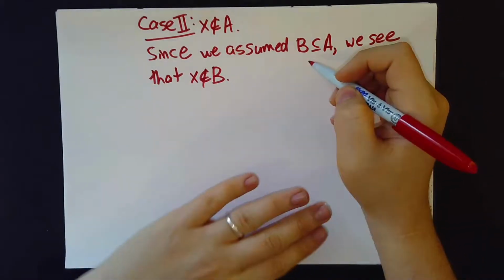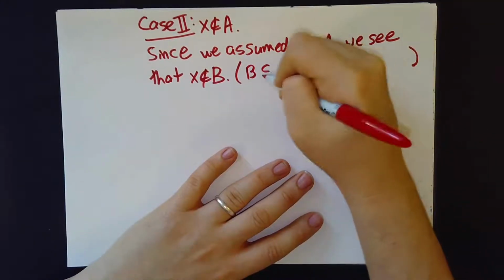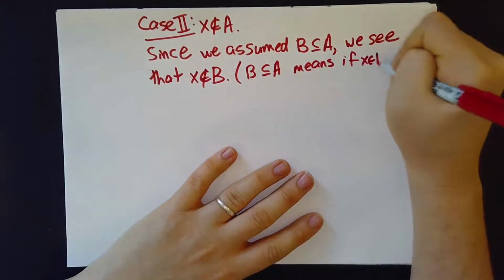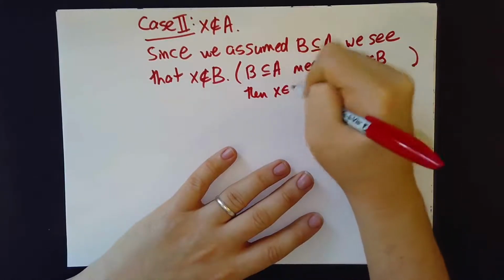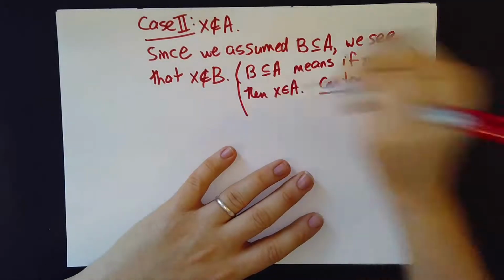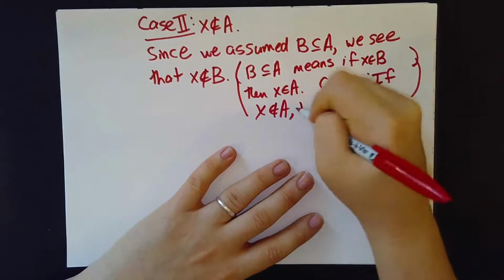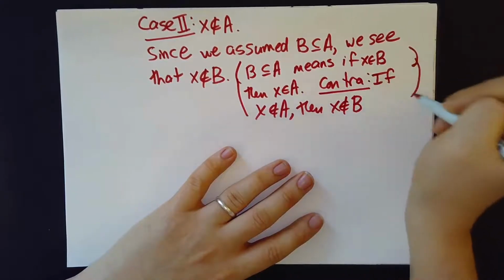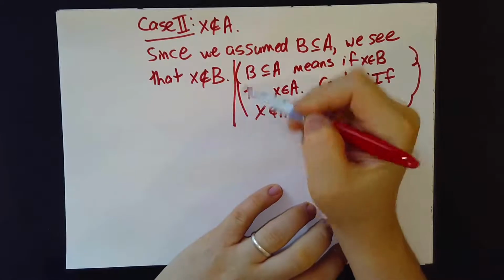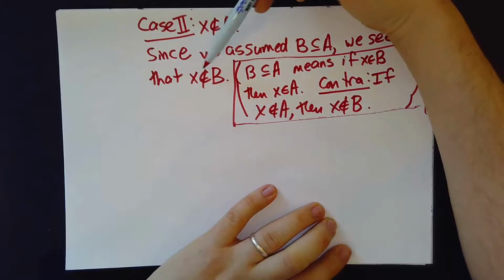Okay, why is this? If you want to really spell this out, B is a subset of A means if X is in B, then X is in A. And so the contrapositive of that is if X is not in A, then X is not in B. Okay, so that's the logic, if you're curious about the logic of why telling me that X is not in A tells me it's not in B.